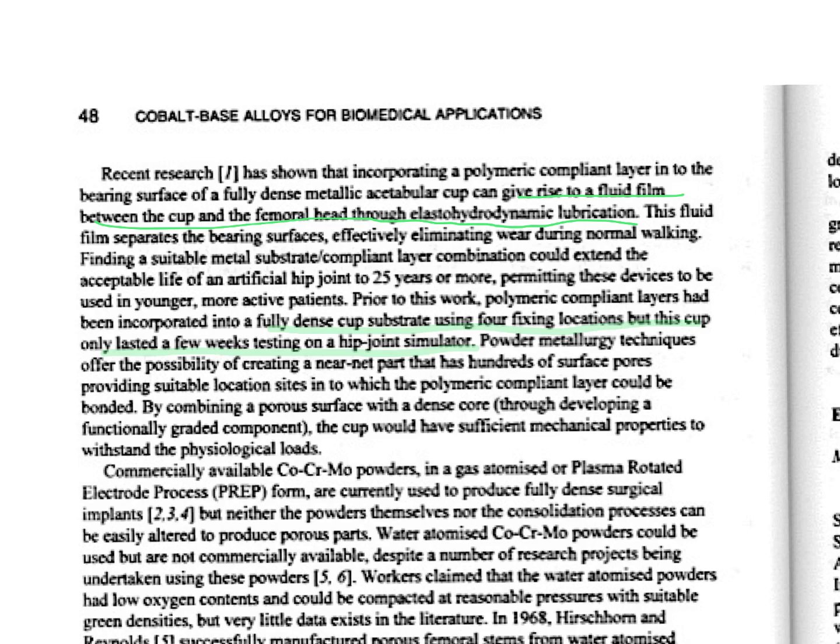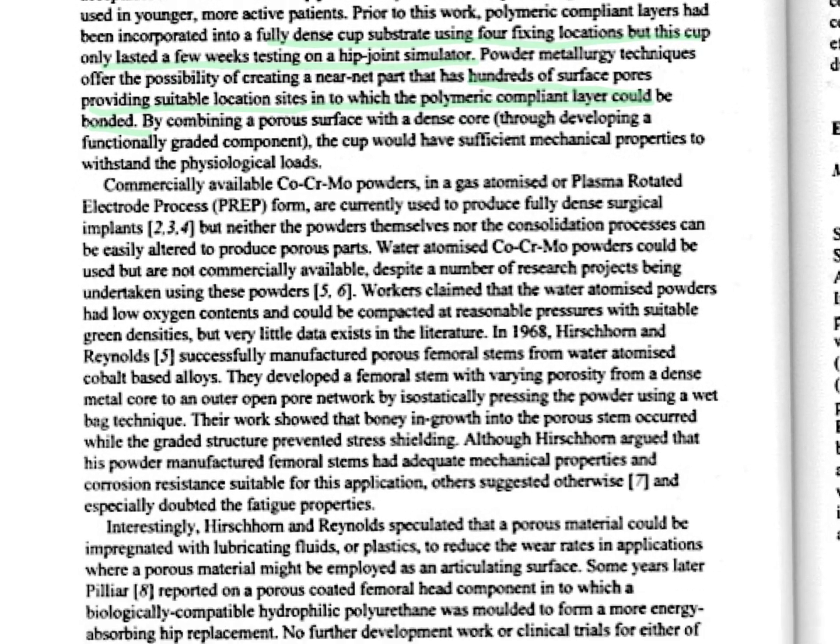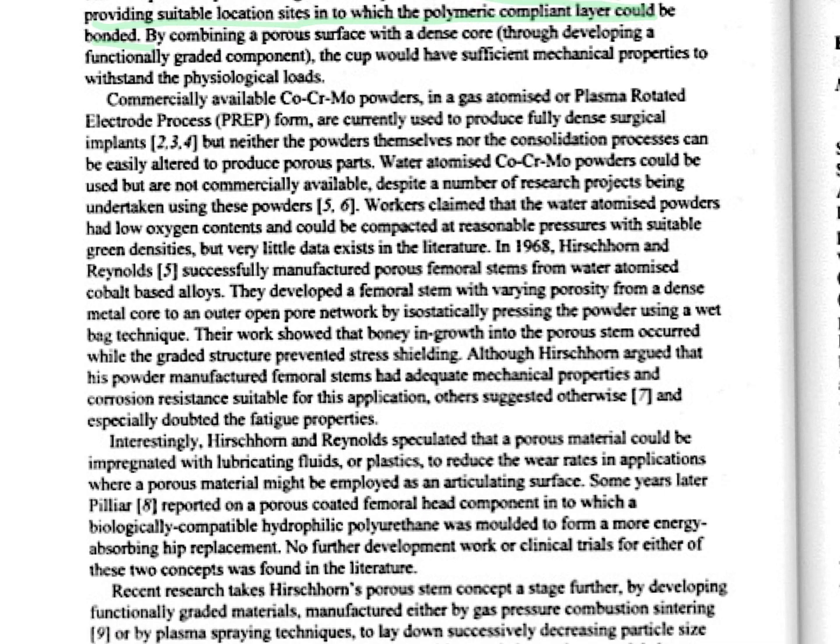So they wanted to have hundreds of surface pores, suitable locations into which the polymeric compliant layer could be bonded. Again, that was the general motivation, but it didn't ultimately work out, though they made a good shot at it. So cobalt chrome moly, gas atomized or prepared a different way, and they're looking at fully dense surgical implants, but neither the powders themselves nor the consolidation processes can be easily altered to produce porous parts.